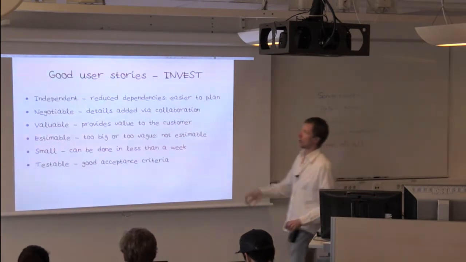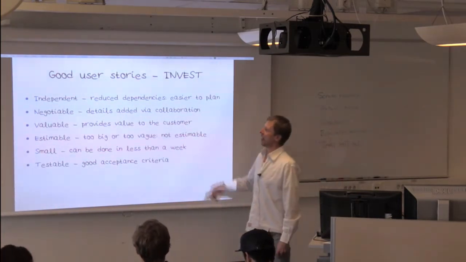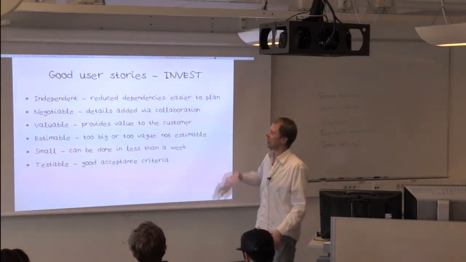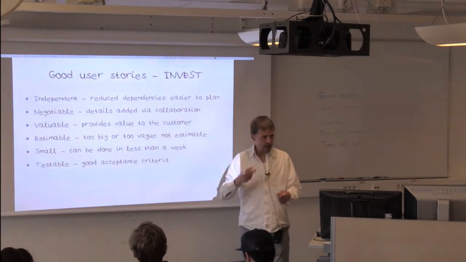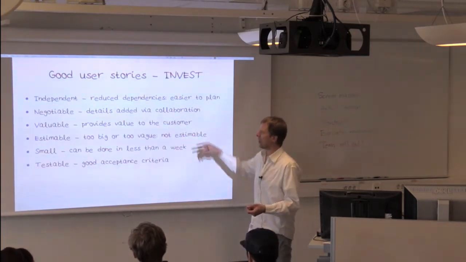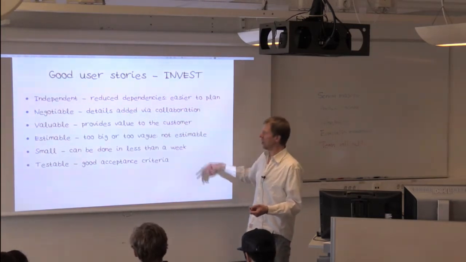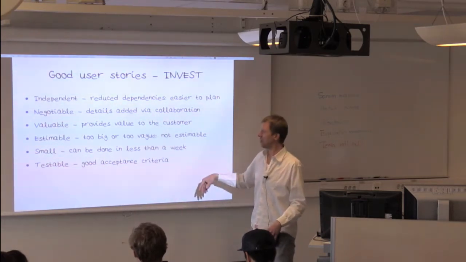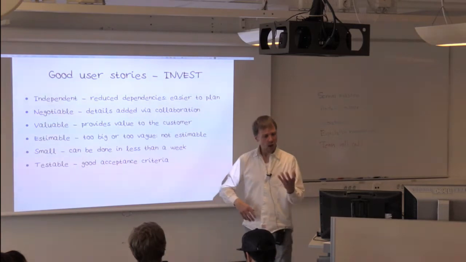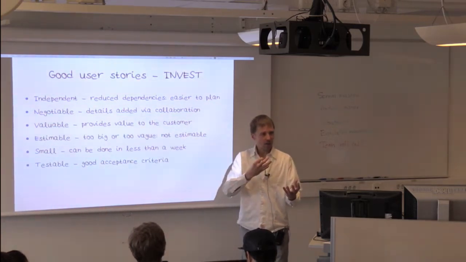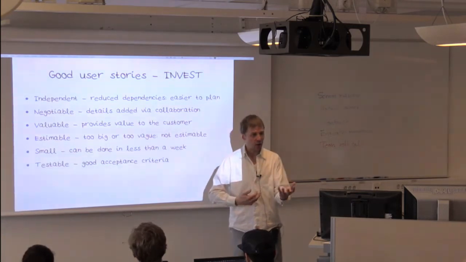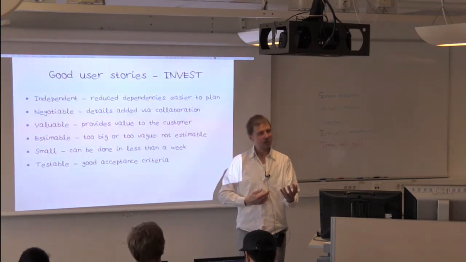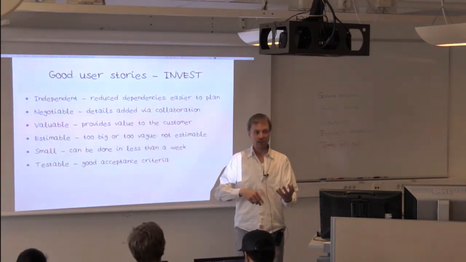So good user stories are, it's always an acronym somewhere, independent, so it's easier to plan if you don't have dependencies. Negotiable, so details can be added or removed by collaboration. They're valuable, they provide some value to the customer. You can actually estimate them, not too vague. They're so small they can be done in less than a week. And they're testable, meaning you're going to get acceptance criteria from the product owner so that you know when you're done. Otherwise, how do you know when you're done? How do I know I'm going to need to take care of these edge cases? Well, it needs to be specified.